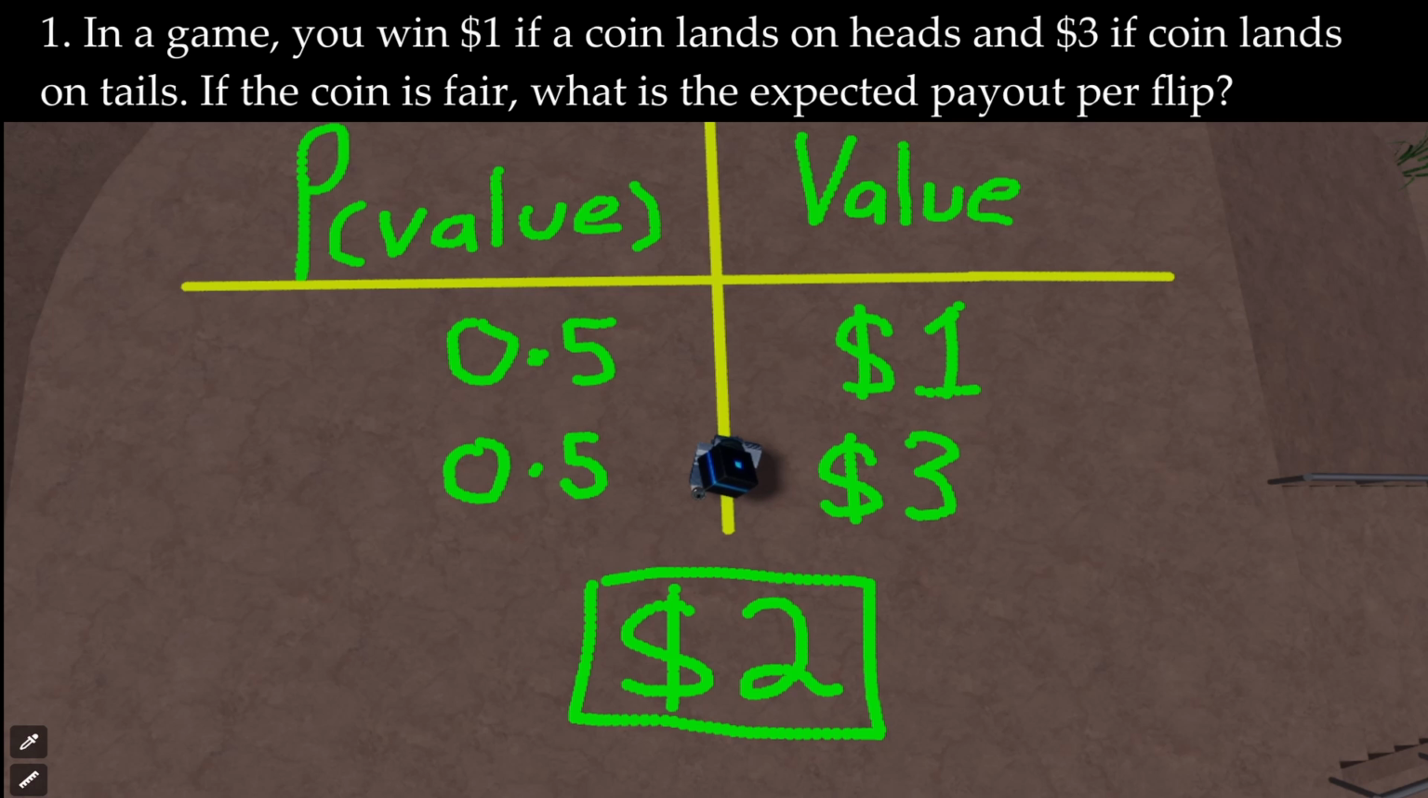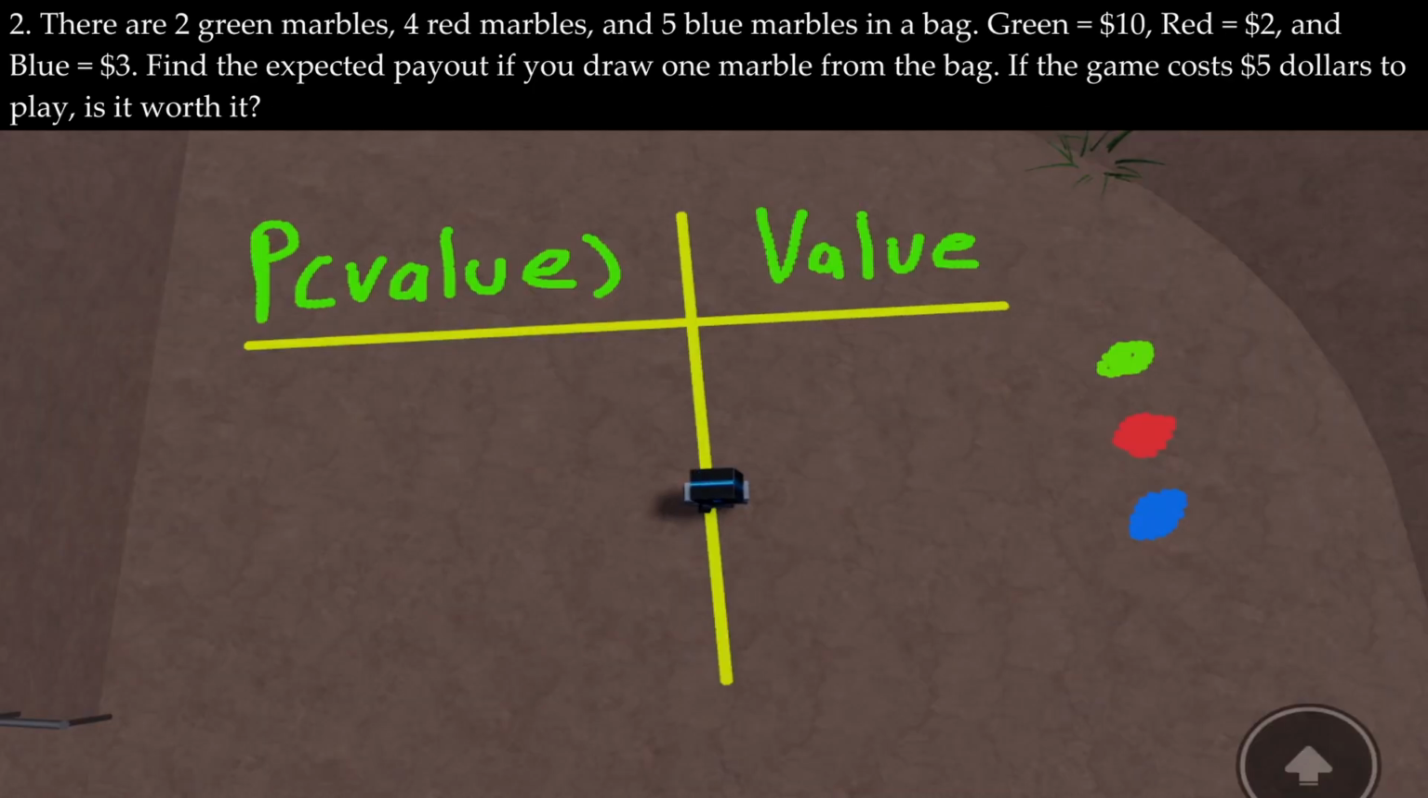Let's go on to some different problems. The second problem says there are 2 green marbles, 4 red marbles, and 5 blue marbles in a bag. Green equals $10, red equals $2, and blue equals $3. Find the expected payout if you draw 1 marble from the bag. If the game costs $5 to play, is it worth it?